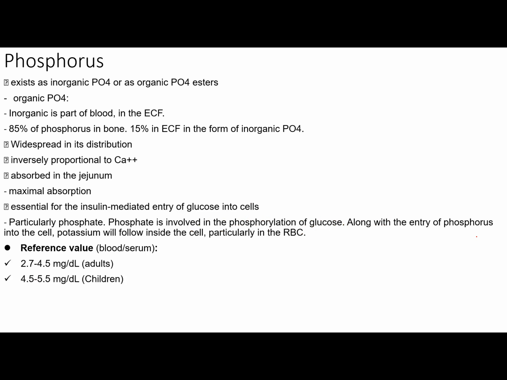Then we have your phosphorus. It exists as inorganic phosphate or as organic phosphate ester. So pag phosphorus class, lagi itong tinatawag siya na inorganic PO4 or inorganic phosphorus. Yan yung laging tinitest sa body natin.